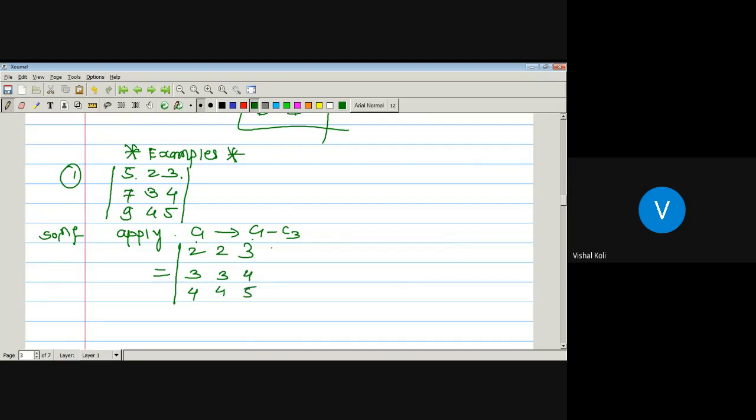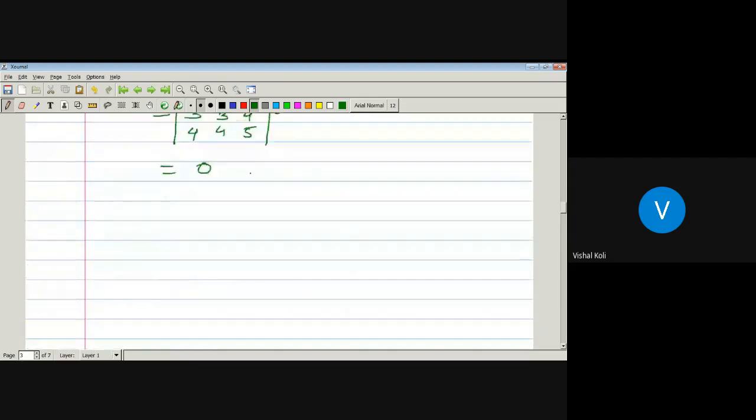But we know one property: if any two rows or any two columns of a determinant are the same, then its determinant value will be equal to 0. Here, the first column and second column of this determinant are same, so its determinant value is equal to 0. Either we can find the determinant value of this one or this one. Both are the same thing. So in this way, we can find the determinant value.